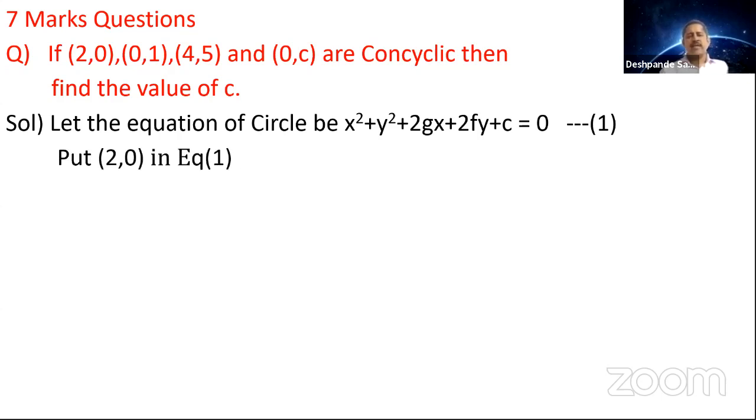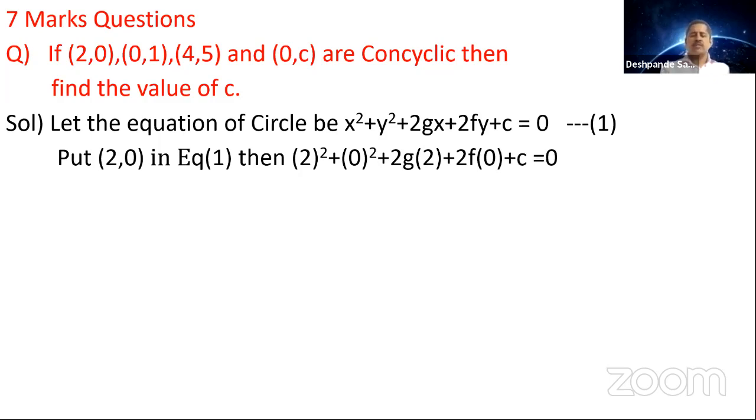So what do you get in place of x? You get 2. In place of y, you get 0. So substitute it. 2 square plus 0 square plus 2g into 2 plus 2f into 0 plus c is equal to 0. So what is 2 square? It is 4. Then 0 square is 0. 2 into 2 is 4. And 0 into f is 0. So I get the equation as 4 plus 4g plus c is equal to 0.